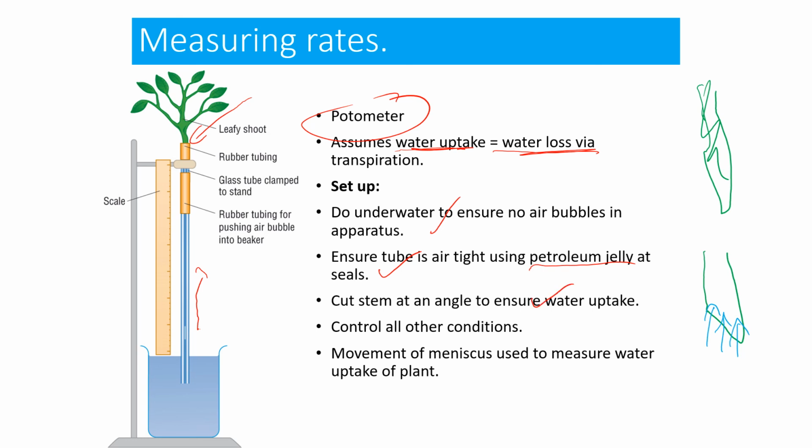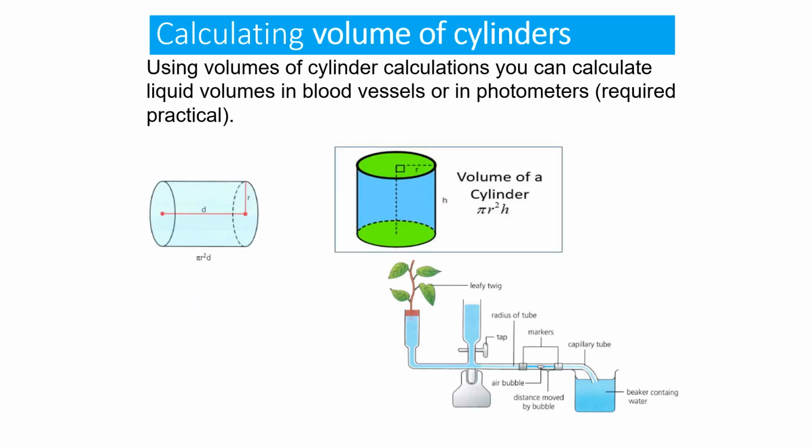You would need to control all the other conditions. Often they'll ask you, if you're investigating temperature, what conditions should you control? So you should control the humidity, the light intensity, the number of leaves if you're repeating the experiment, the same species of plant, and things like those that you need to think of. And then you would record, as I said, the movement of the air bubble over time to calculate the rate of transpiration. So how would you do this?